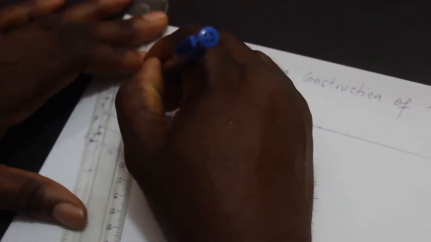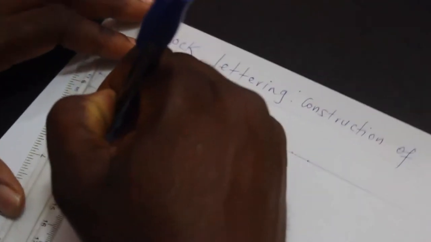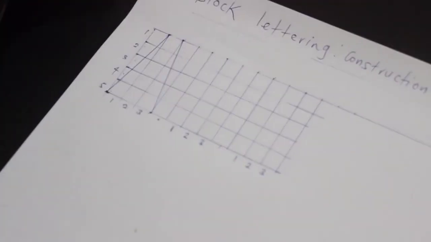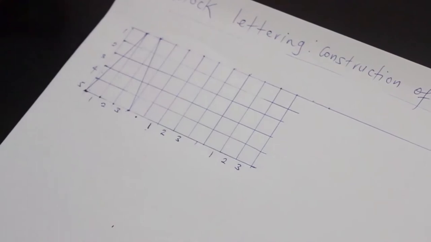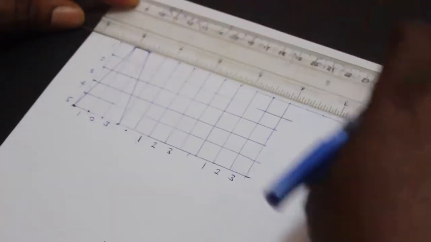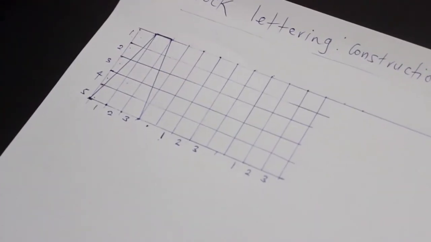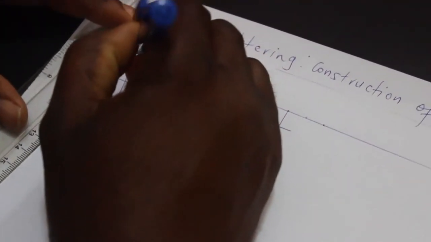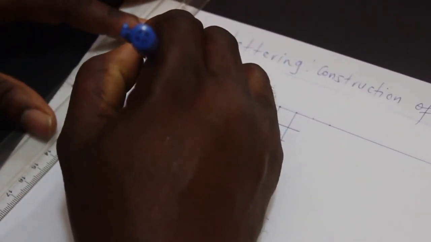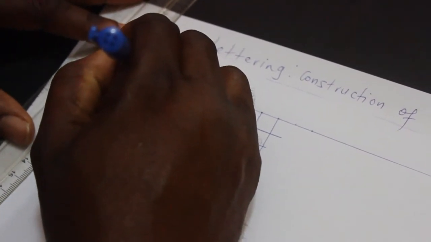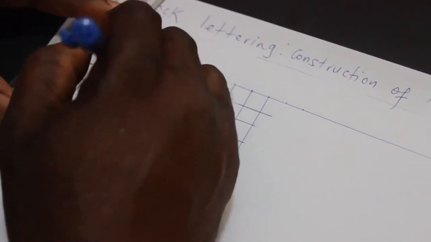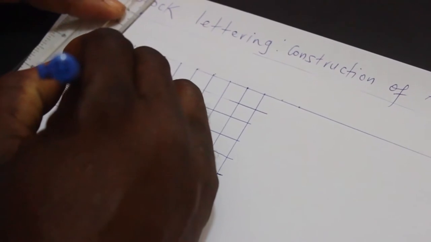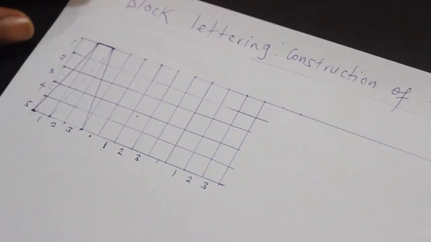Then you join these points together with diagonal lines. So when that is done, you indicate another point over here, another one over here. You join those two points at the apex. And at this stage, you draw broken lines in a diagonal manner from those two points I indicated earlier to touch this point.